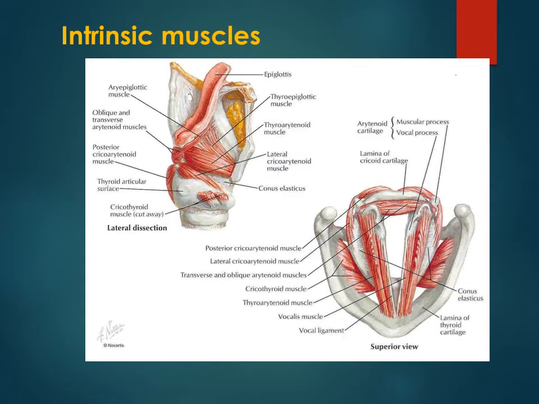And this superior view shows more details. This is the thyroid cartilage, and this is the lamina of the thyroid cartilage, showing this group of muscles. It starts with the vocal ligament here, and then the vocalis muscle here. Lateral to it is the thyroarytenoid muscle, and outside to it is the cricothyroid muscle, and posteriorly is the posterior cricoarytenoid and the lateral cricoarytenoid group.